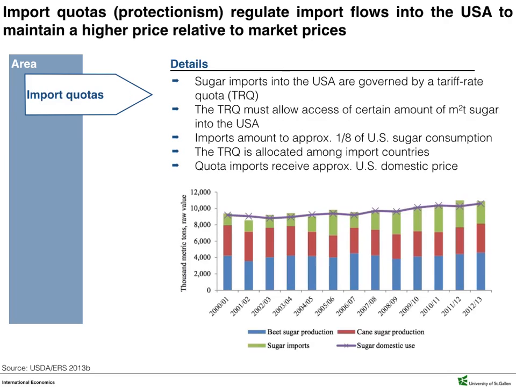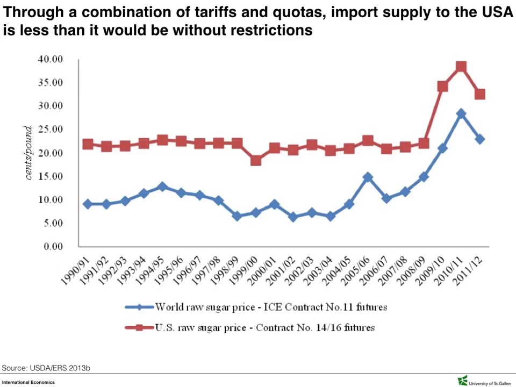A tariff rate quota sets a quantity of imports that may enter at low or zero duty. Imports above the TRQ are legal, but are subject to a tariff designed to be prohibitive, i.e. to make it uneconomical to import. This over-quota tariff on raw sugar is high enough to prevent any significant imports under normal market conditions. Through a combination of tariffs and quotas, imports to the USA are less than they would be without restrictions.